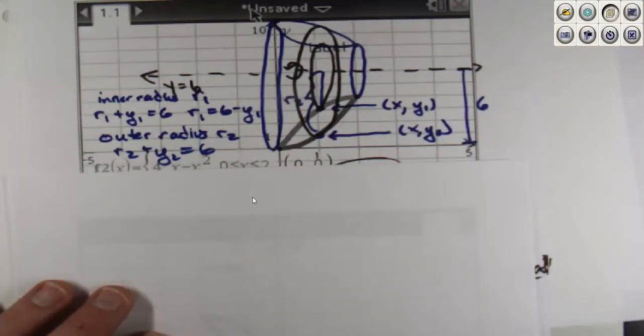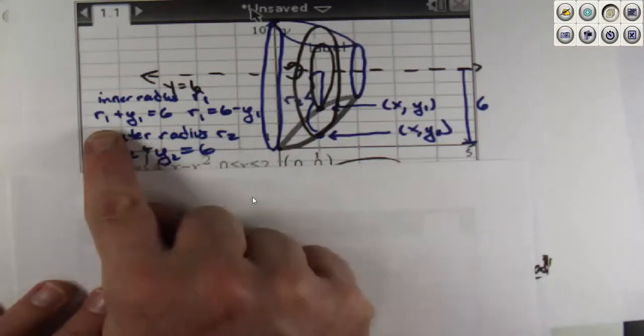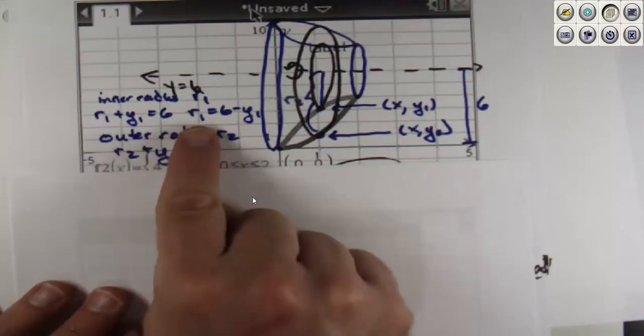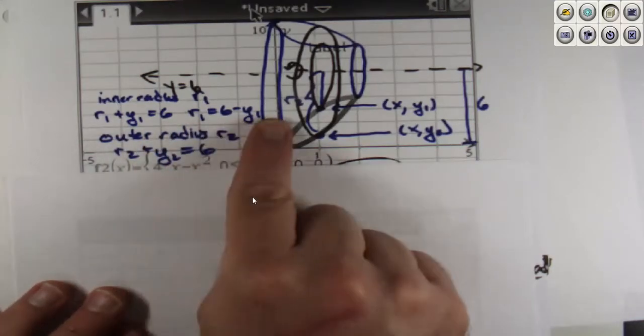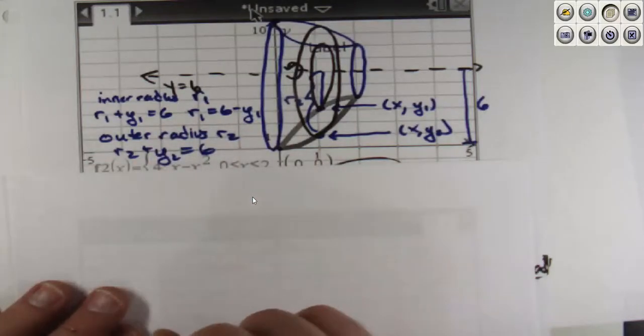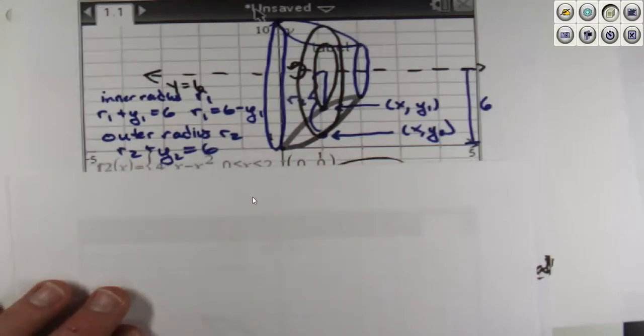I'm going to let my inner radius be r1. So my inner radius plus y1 must be 6. I solve for the radius, 6 minus y1. I do the same kind of thing for the outer radius, r2. Now, I pull my cross section out.